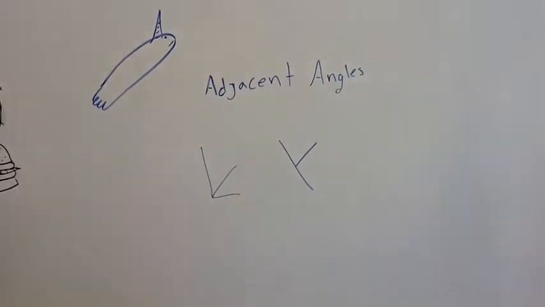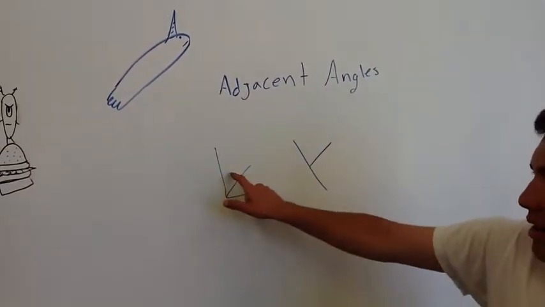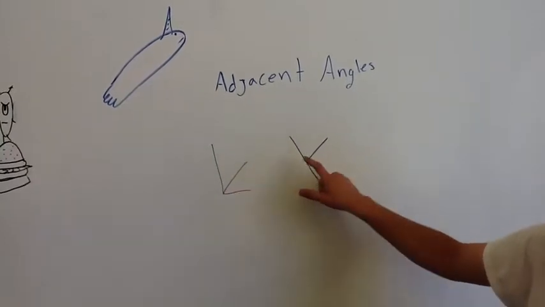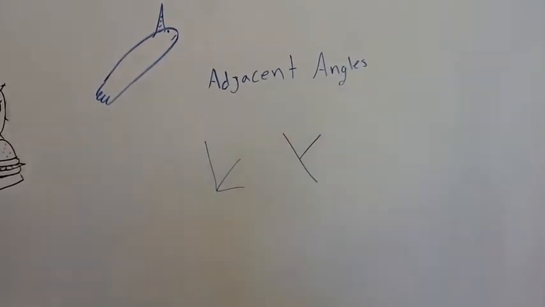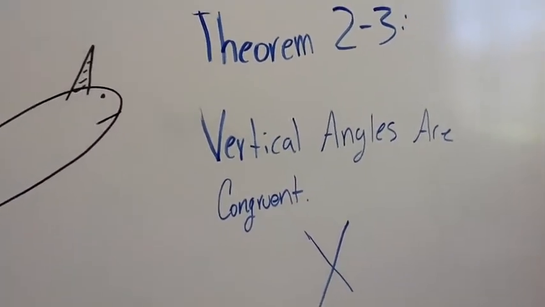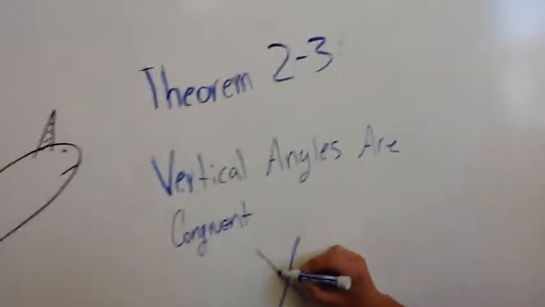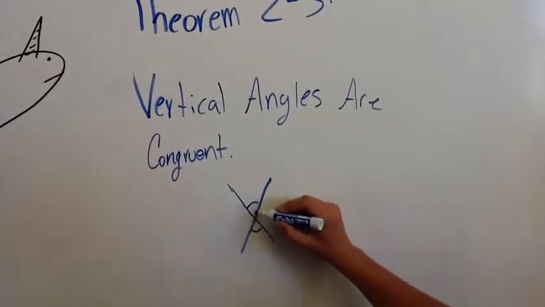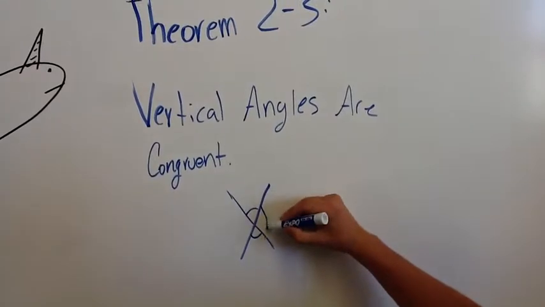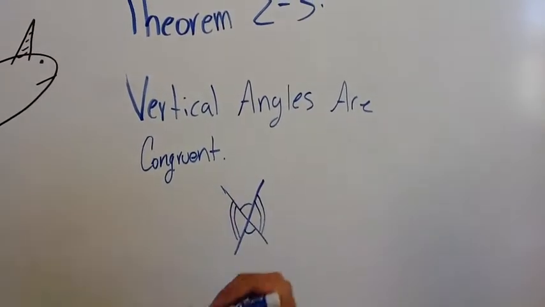The last term to know is adjacent angles, and those are any two angles that are next to each other. So like these two are next to each other, these two are next to each other, those angles are adjacent. This is our first theorem, and it's theorem 2-3. It states vertical angles are congruent. So that means this angle and this angle are the same, and this angle and this one are the same.